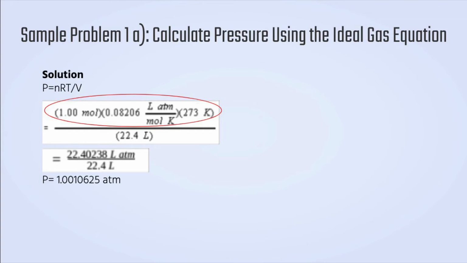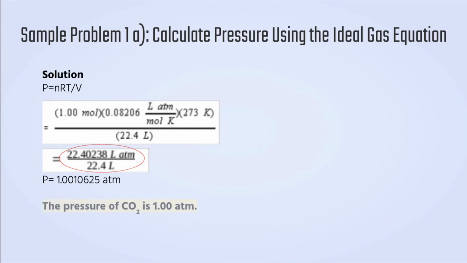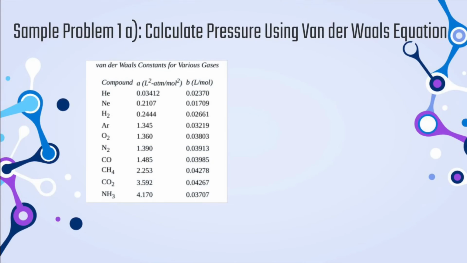1 multiplied with 0.08206 and 273, which equals 22.40238. Divide 22.40238 by 22.4. The pressure is equal to 1 atmosphere. Let's solve the same problem by using the van der Waals equation.